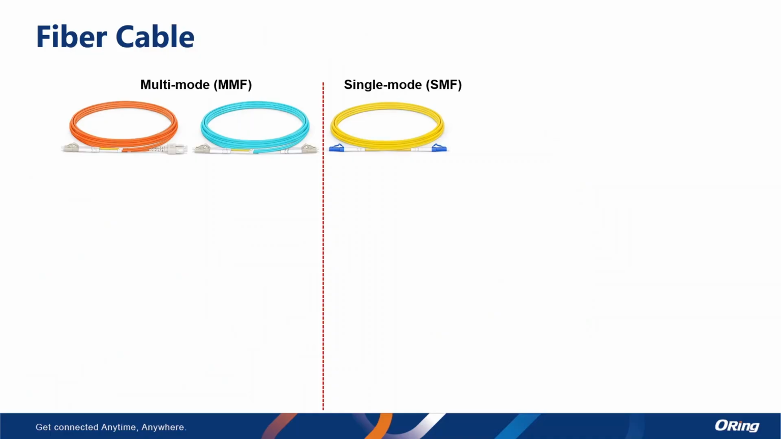Okay, the next one we will learn about the fiber cable. There are two types of fiber. The first one is multi-mode, or sometimes we call it MMF, and the second one is single mode, or SMF. The multi-mode cable usually will be colored in amber and blue or a little bit bluish. However, the single mode will be colored in yellow.